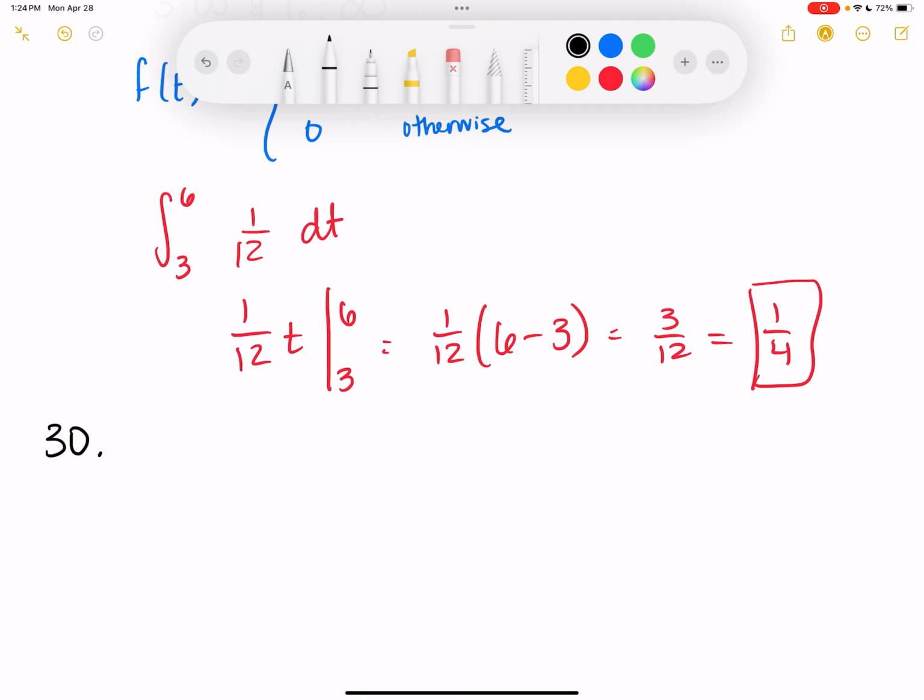Test scores. The mean score on a national aptitude test is 498 with a standard deviation of 100. It's a pretty big standard deviation.